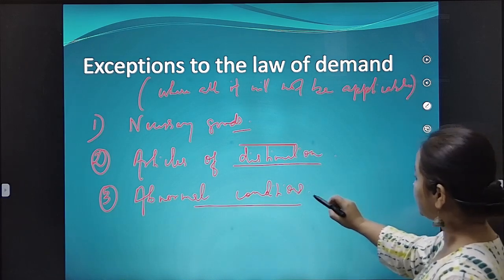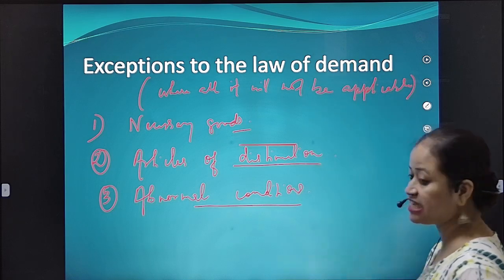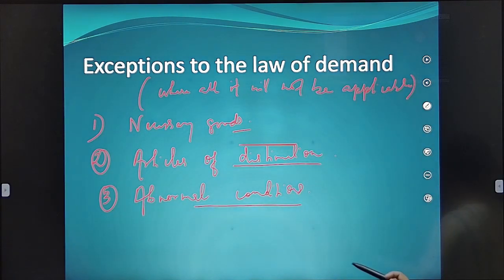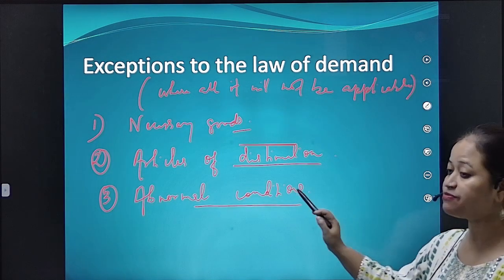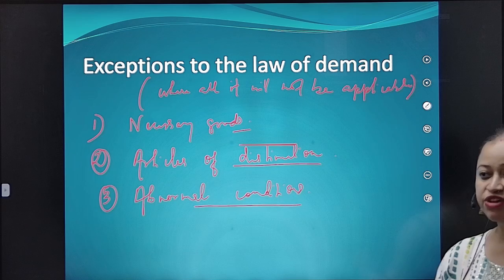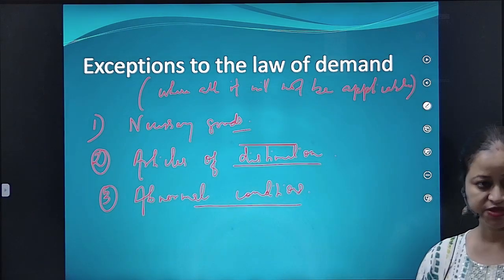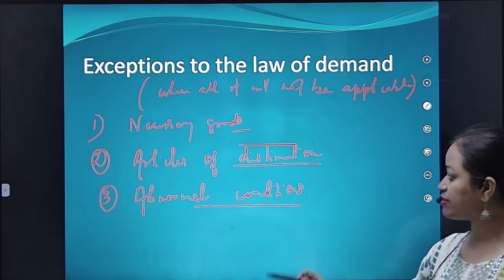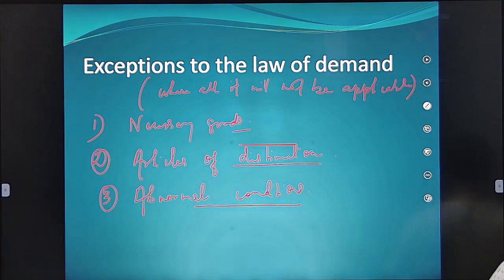So here in this case also law of demand is not applicable. Applicable हो रहा है क्या? नहीं हो रहा है, क्योंकि law of demand क्या बोल रहा है कि price कम होने से demand will increase. But in this situation, even if the price is more, we are still buying it, right? We are buying it. So that is one point all about abnormal conditions.